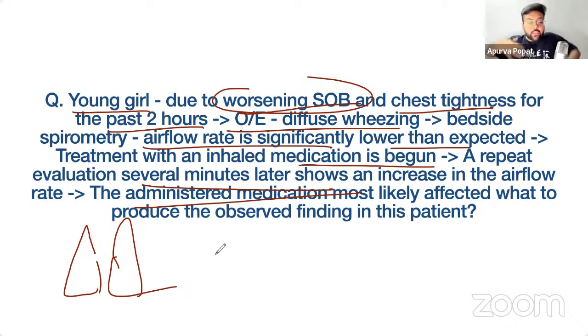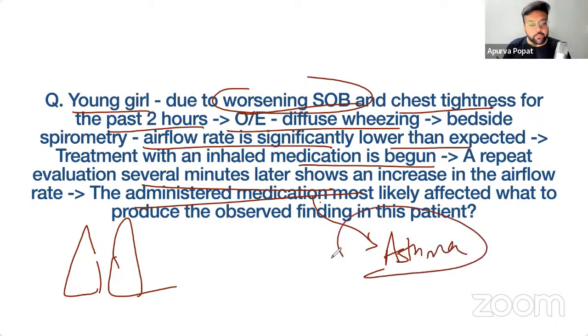Here, the physical exam is showing diffuse wheezing. What's your diagnosis? Many people have already got the answer. This is asthma. There is diffuse wheezing. Wherever you put your stethoscope, if you hear diffuse wheezing, that's like a whistling sound while the patient expires. That is asthma, diffuse wheezing.